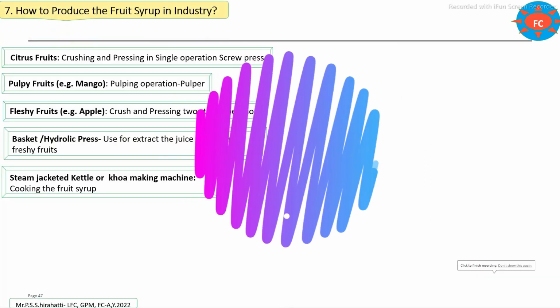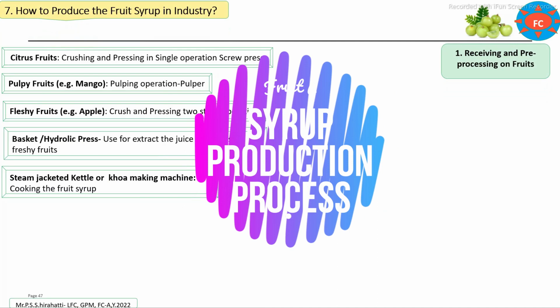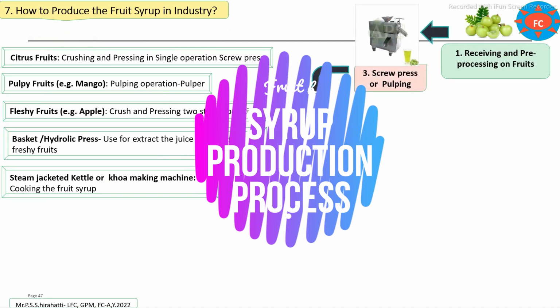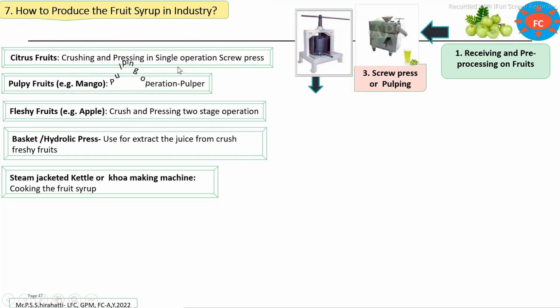How to prepare fruit syrup at industry level? The main processing steps involve first receiving of the fruits, then pre-processing, in which washing, cutting, trimming as per the type of fruit, then extraction of the juice or the pulp. For example, for citrus fruits, the main processing step is crushing and pressing in a single or maybe multiple operations. Then for pulpy fruits, pulp is extracted by using a pulper, and for fleshy fruits, crushing and pressing in two-stage operations extract the pulp or the juice.